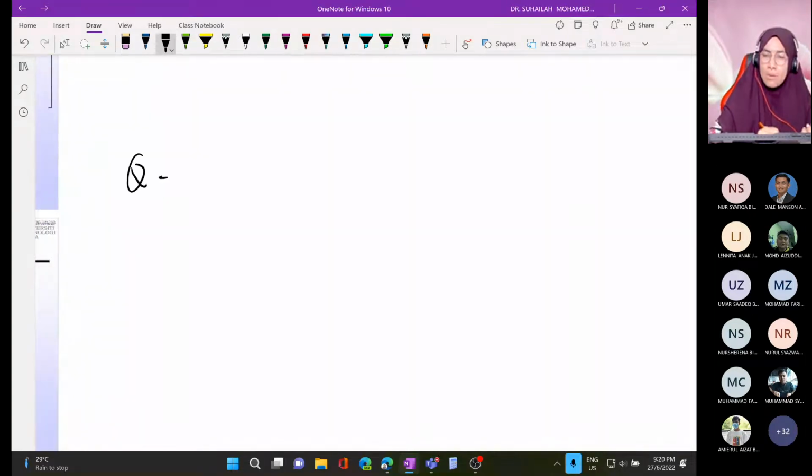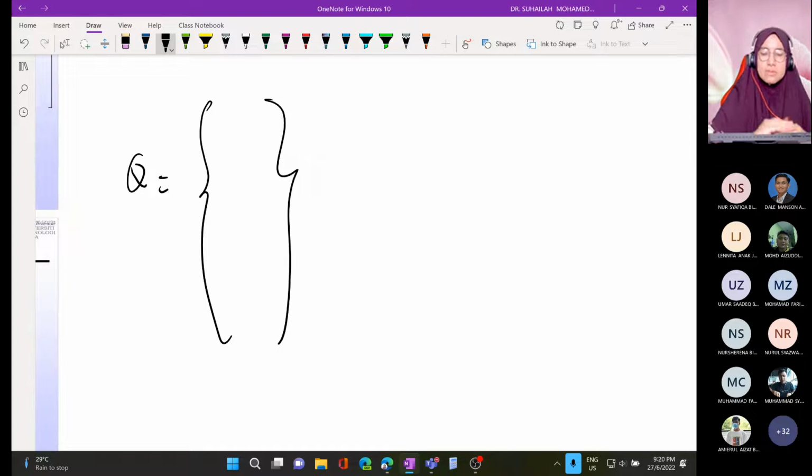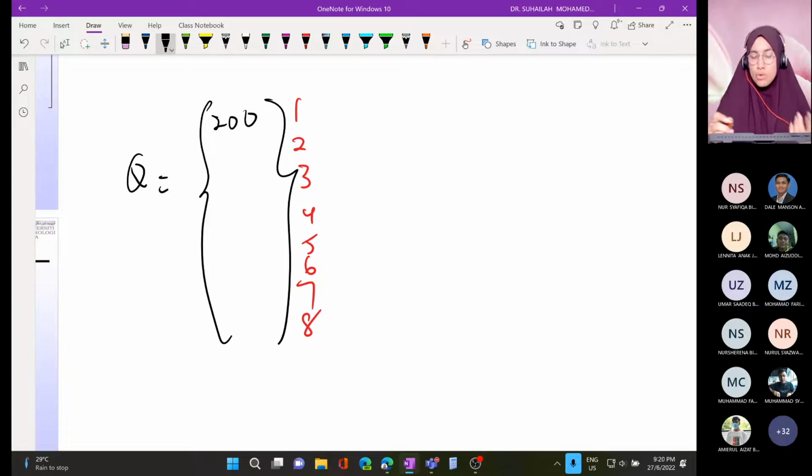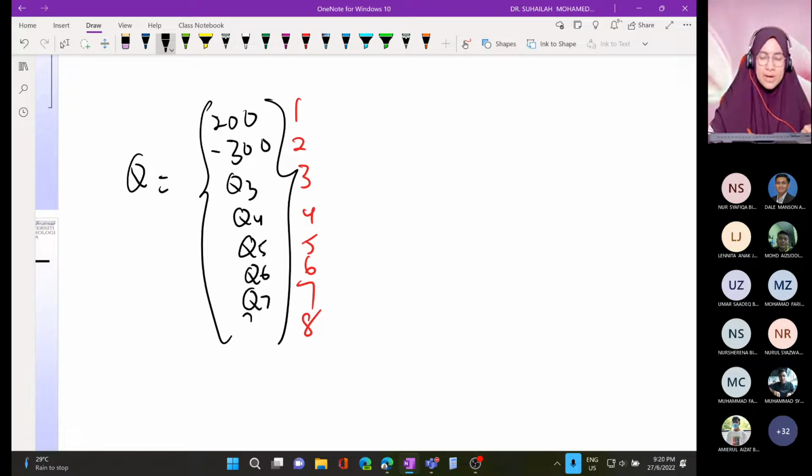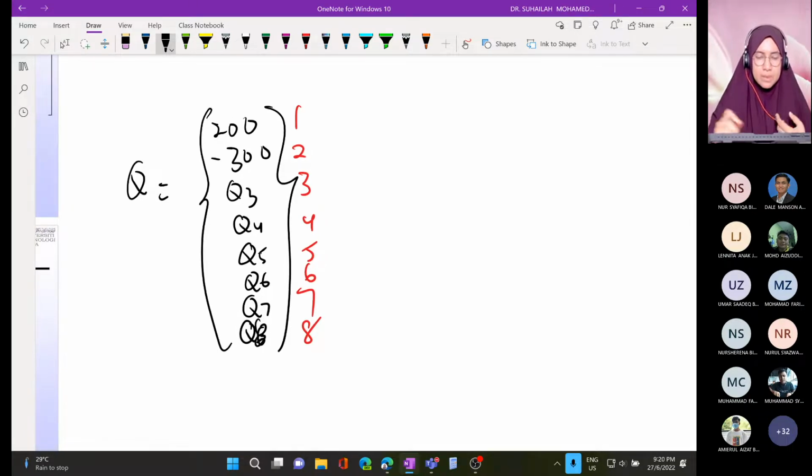In matrix form, 8 positions: 1, 2, 3, 4, 5, 6, 7, 8. Okay, 1 tadi is 200, 2 is negative 300. 6 are unknown reactions: Q3, Q4, Q5, Q6, Q7, Q8. They remain as symbols, and this will be the output, the second output. 3 until 8, Q8.